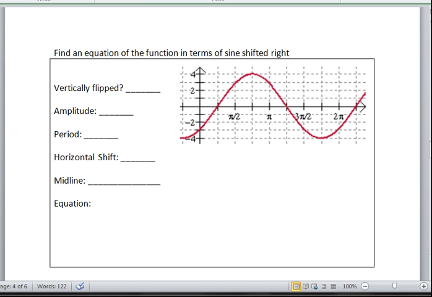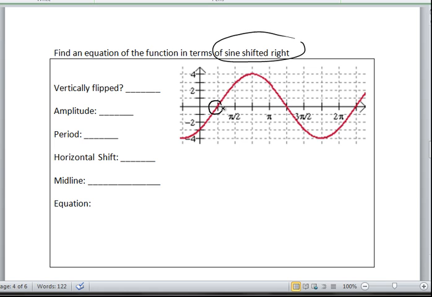Now let's work this backwards. Here I'm given a graph, right? And what I want to do is come up with a function in terms of sine shifted to the right. You can have the sine shifted to the left, you can have it upside down, cosine shifted left, but I'm going to say that we're going to come up with the first sine wave that we can see that is shifted to the right.